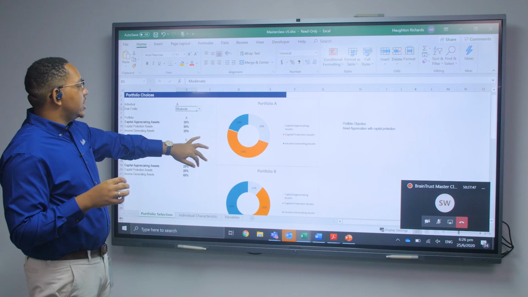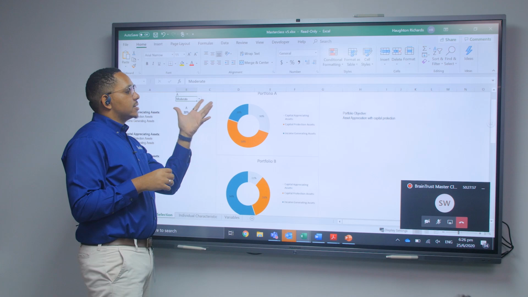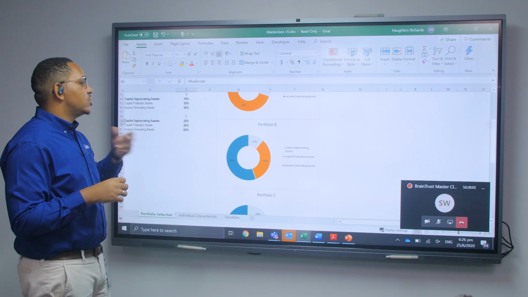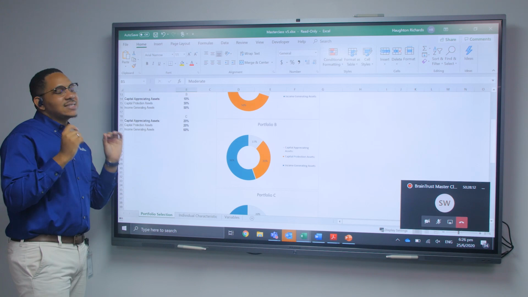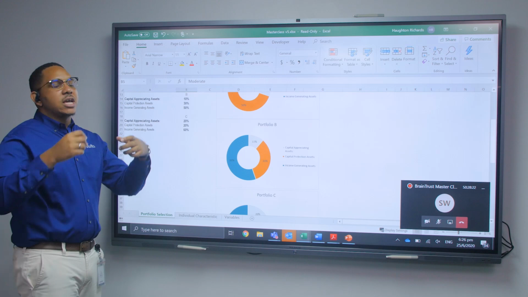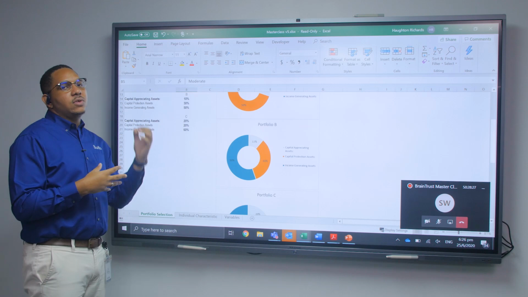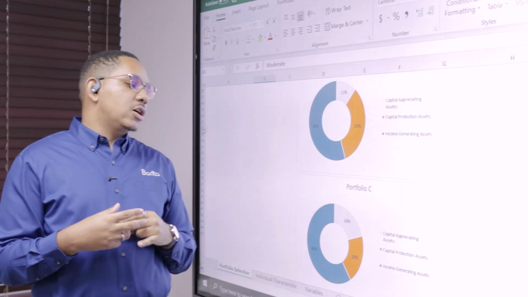So we have three different distinct portfolios. Portfolio A has 50% capital protection, 30% appreciating assets, and 20% income generating. Portfolio B is 11% toward capital appreciation, 30% capital protection, and 56% toward income generating. I purposely did not use specific asset classes, because asset classes do not determine the risk profile. The specific assets do. So think along the three themes, which should be aligned with the objective of the portfolio. And portfolio C has 60% income generating, 20% capital appreciating, and 20% capital protection.